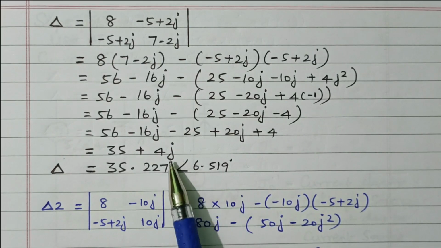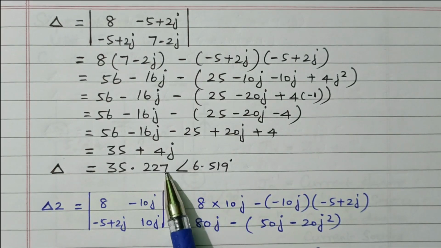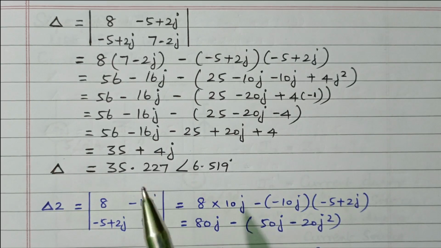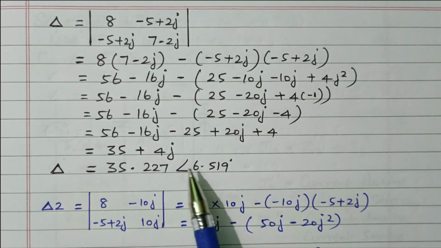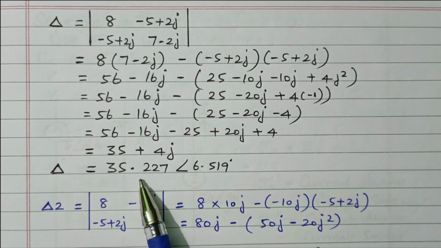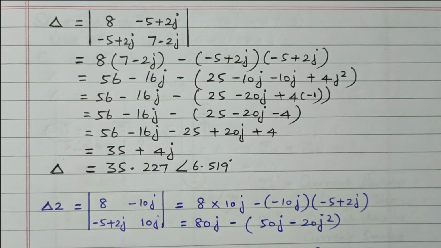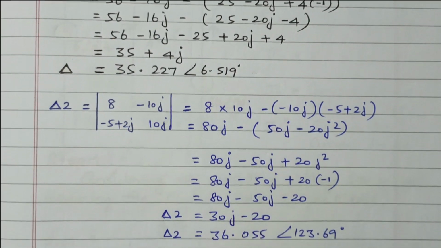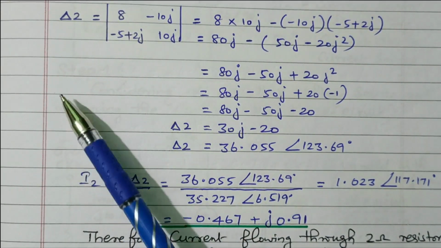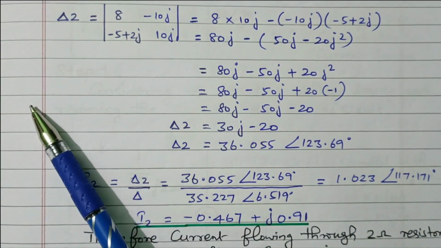So we already discussed how to convert from rectangular to polar. Directly you can convert from the calculator, or the procedure is there: square root of 35 square plus 4 square, and the angle is tan inverse 4 by 35. This delta value is very similar to step 1 also. Now we will go to delta 2. Delta 1 is not needed. I1 value is not needed. What we need is I2. So directly we can go to the delta 2 value.